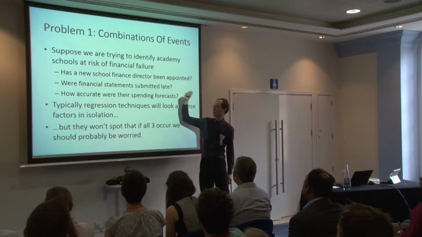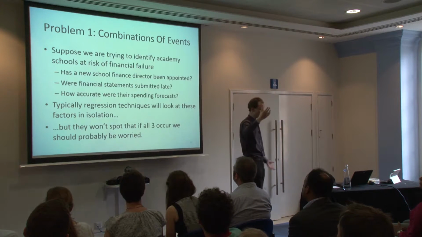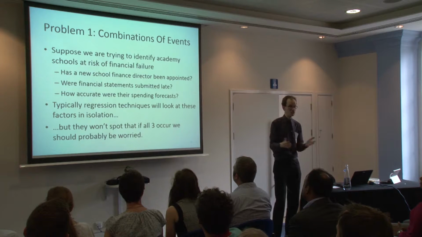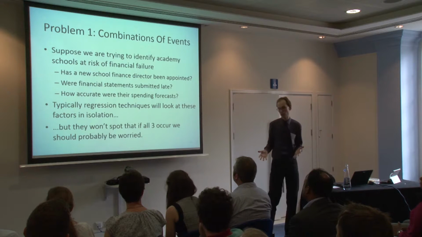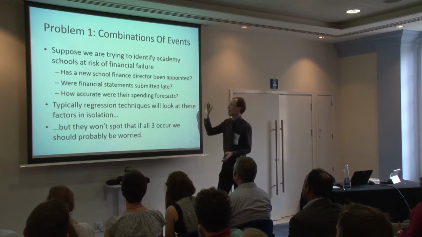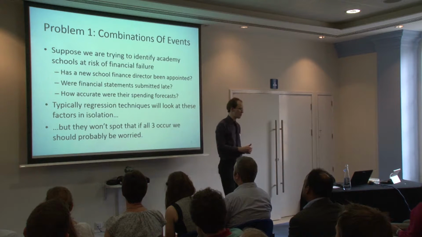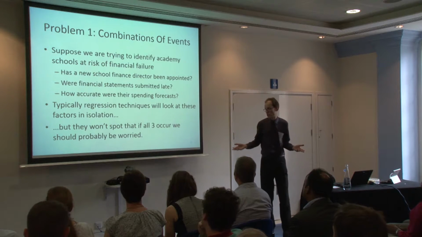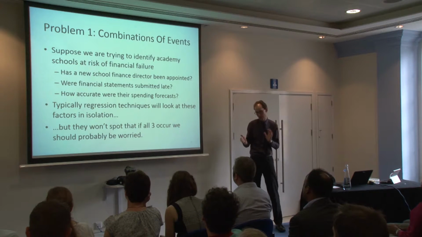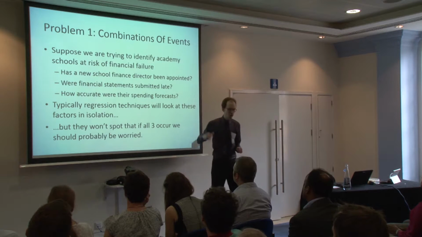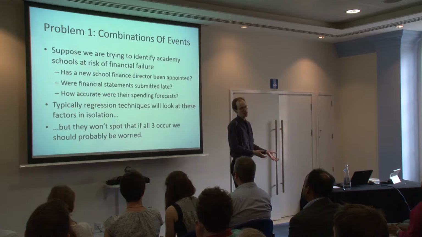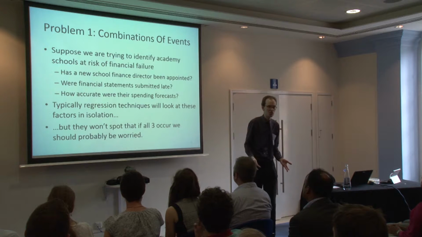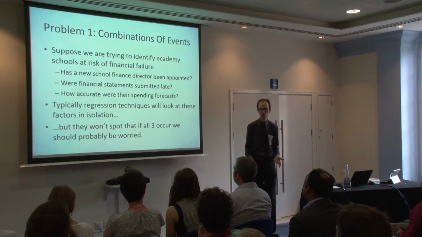So for example, a school appoints a new finance director. That's all well and good and great, brilliant, that's going to happen a lot of the time, doesn't necessarily mean there's a problem there. They may then submit their financial statements late. It could be the computers just crashed or something else came up that was a problem with that, so maybe not an issue. Their spending forecast might be a bit out. Well, maybe their central heating system broke down and they had to spend a load of money doing that. Maybe they had a capital project on this year.